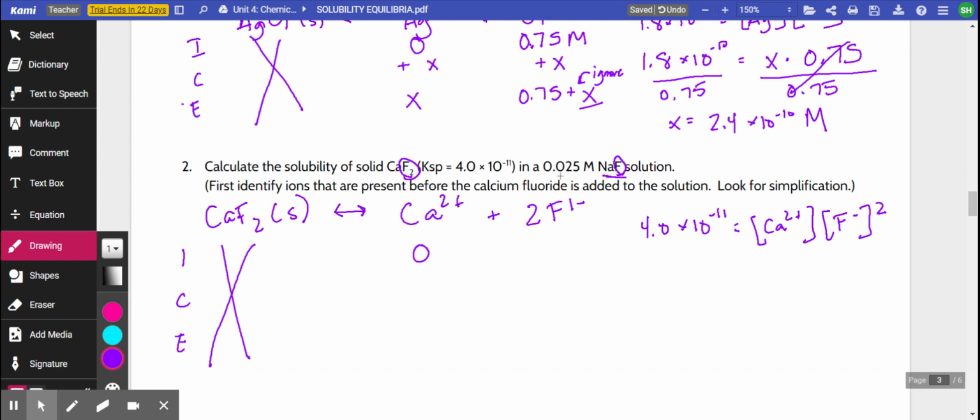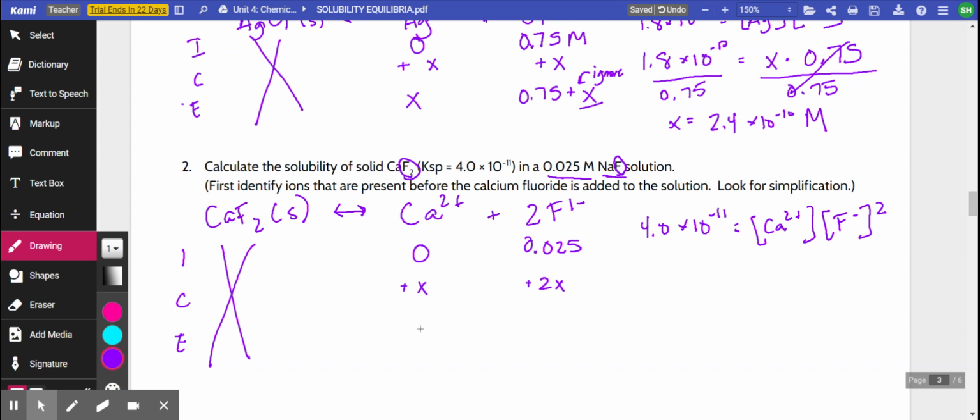Since the sodium fluoride solution molarity is 0.025 molar, and it's a 1-to-1 ratio, for every 1 mole of sodium fluoride, there's 1 mole of fluoride ions. So if you have 0.025 molar sodium fluoride, it is 0.025 molar fluoride ion to start off with. All right, the change is plus x for calcium and plus 2x for fluoride, the 2 because for every 1 of these, there are 2 fluoride ions.